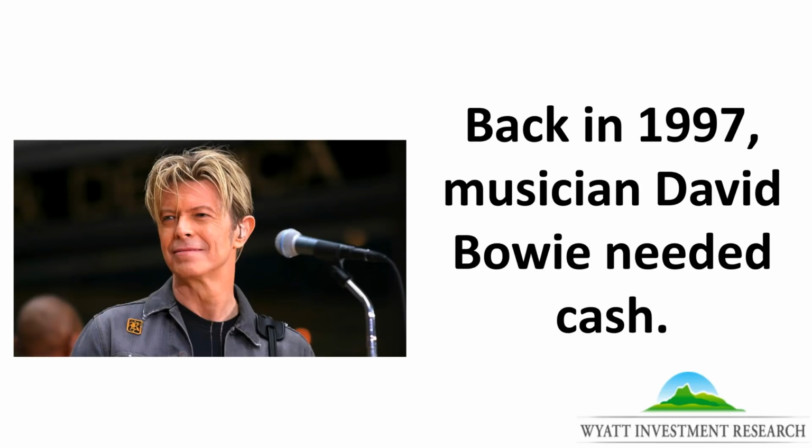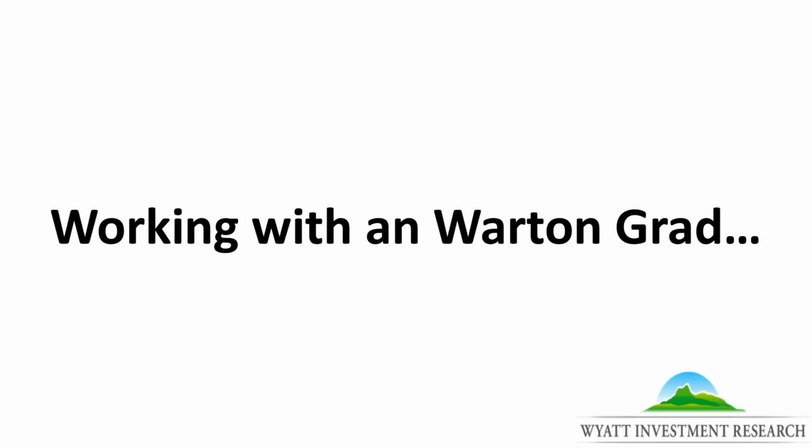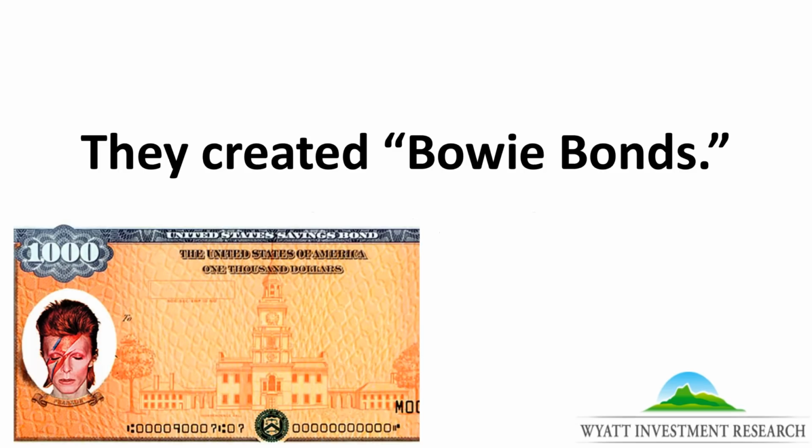Now, you guys may know this man. His name is David Bowie, and he was one of the most talented and highest earning musicians back in the day. Back in 1997, Bowie needed cash. He wanted to buy out his manager, who had some of the rights to his albums and his music catalog. So he started working with a Wharton grad from the Wharton School of Business at the University of Pennsylvania, which is known to be the best business school in the country, many would argue. Together they created what they called Bowie bonds.